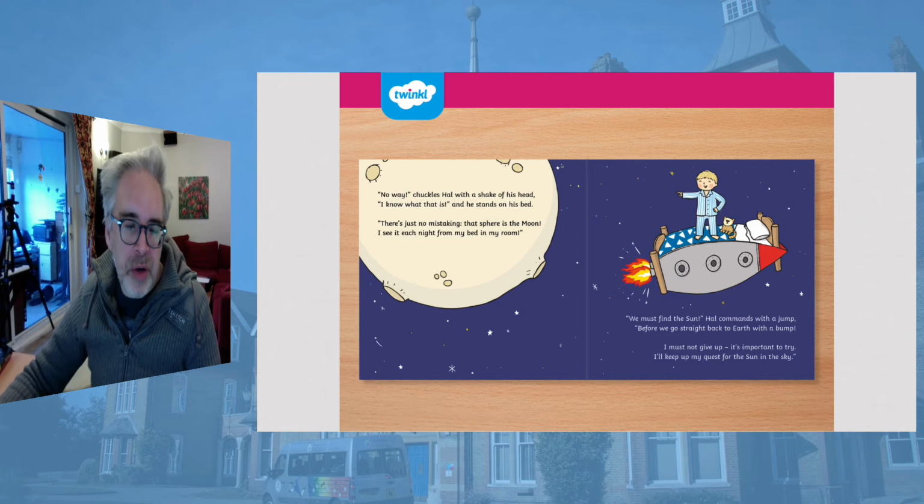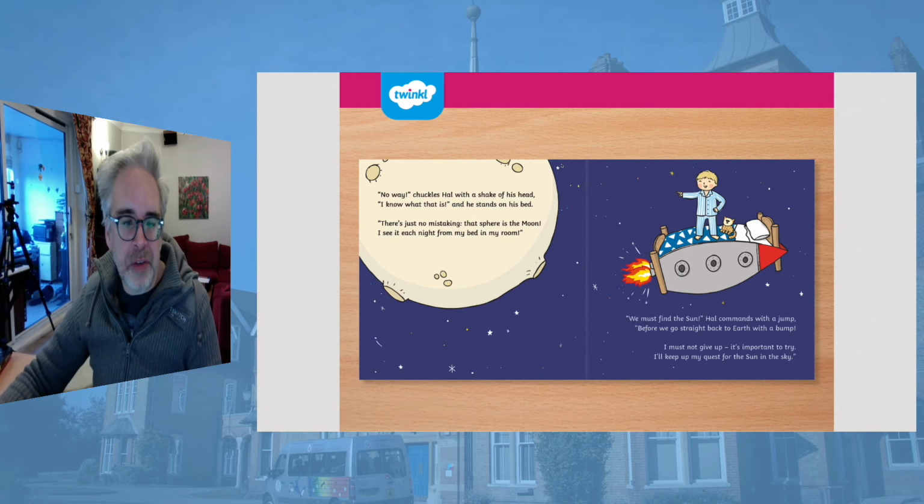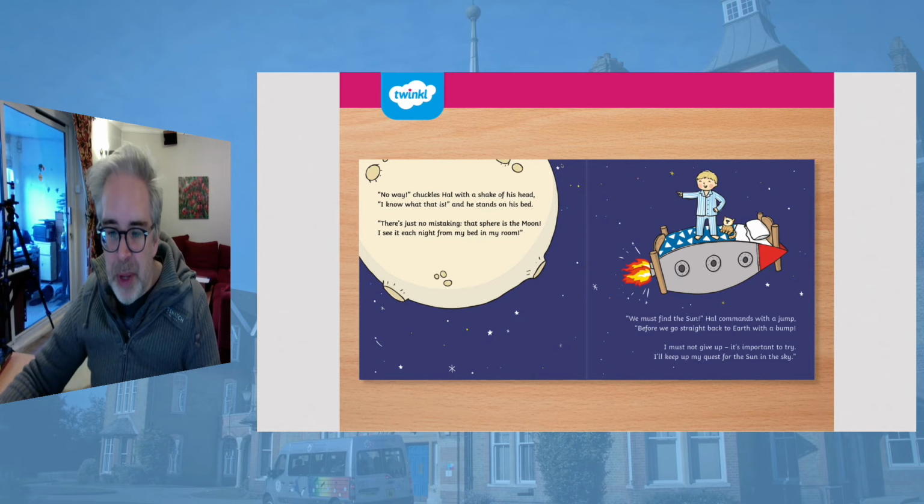No way, chuckles Hal with a shake of his head. I know what that is, and he stands on his bed. There's just no mistaking, that sphere is the moon. I see it each night from my bed in my room. We must find the sun, Hal commands with a jump, before we go straight back to Earth with a bump.